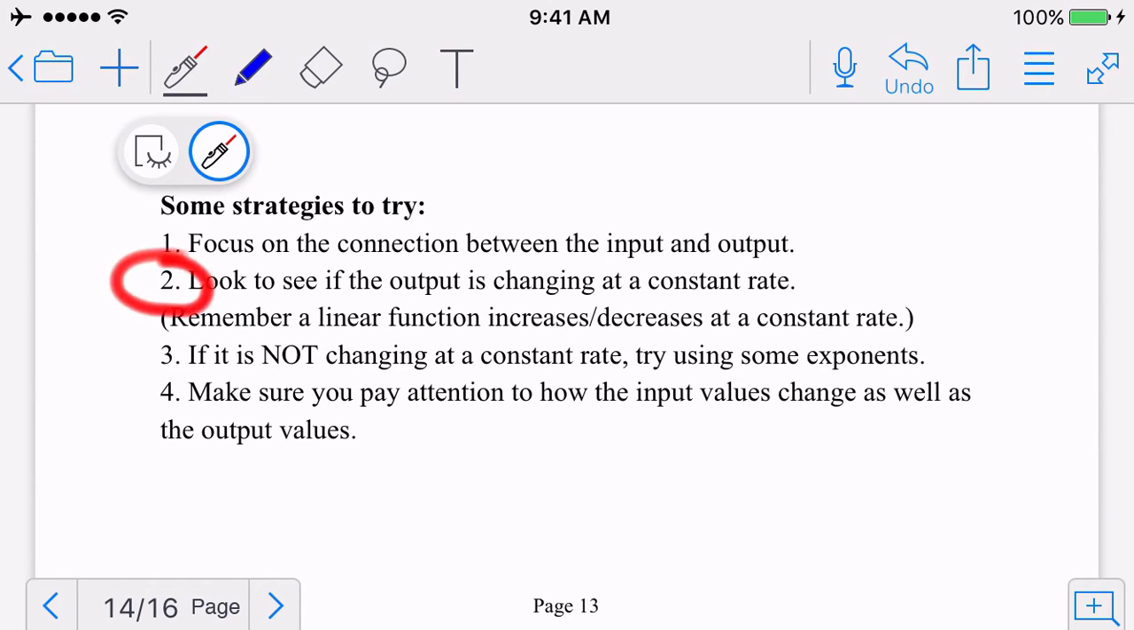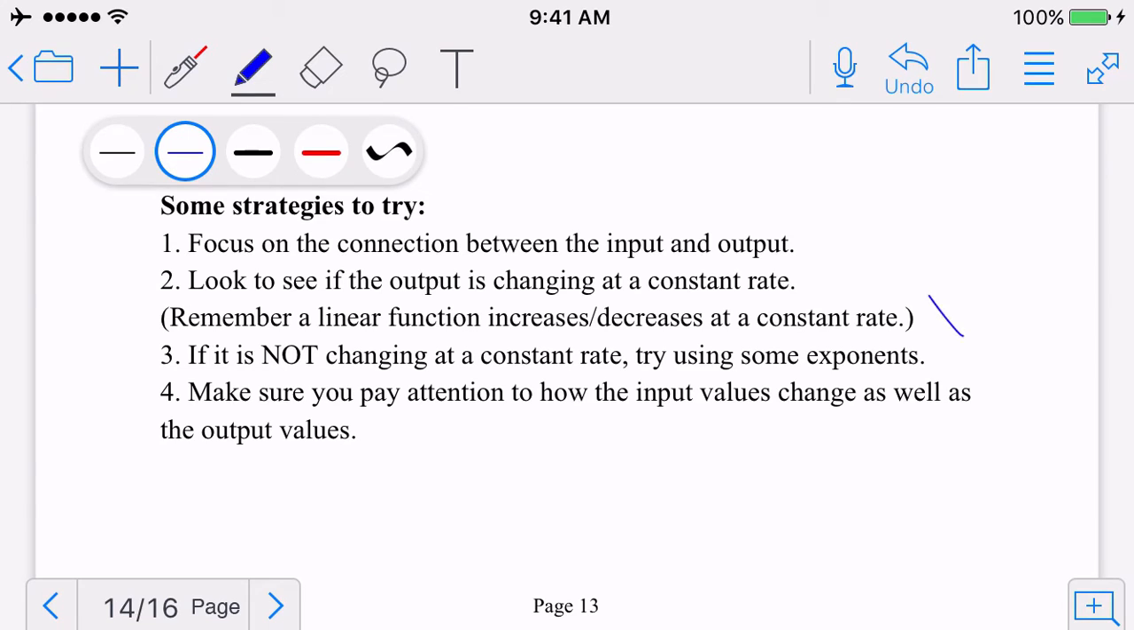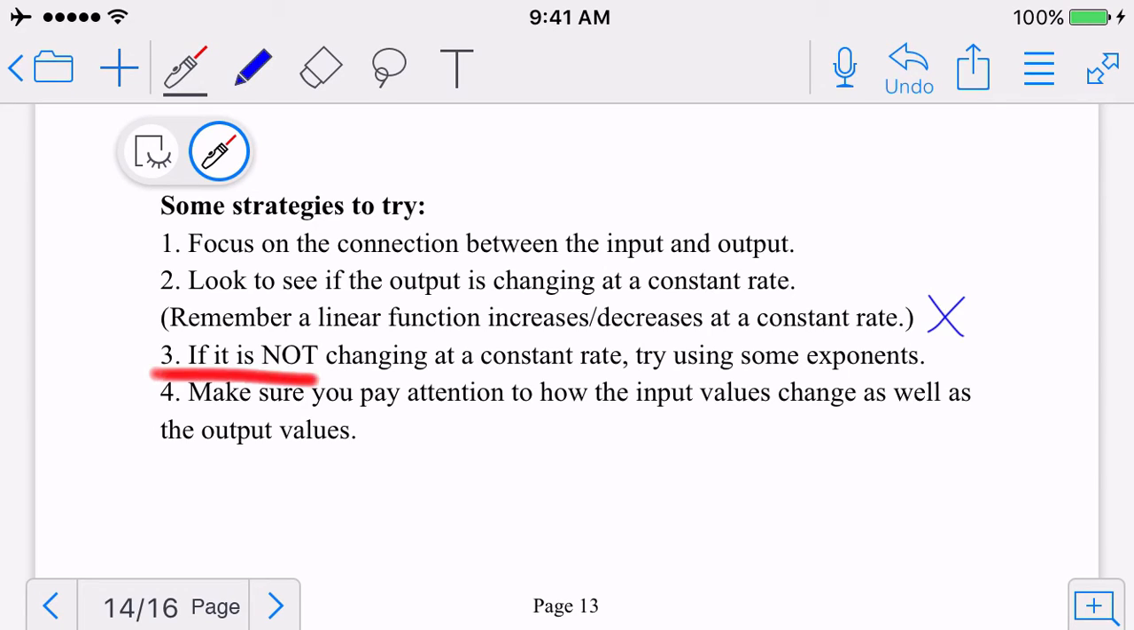Number 2, we want to look to see if the output is changing at a constant rate. Remember, if it's a constant rate, it's going to be linear. So a linear function is one that just has a regular x involved in it. There's no exponents or anything involved. If it is not changing at that constant rate, so it increases and then decreases, or if it grows slow and then more quickly, or vice versa, you should probably try to use some exponents and see if there's anything you can use with that to figure out your function rule.